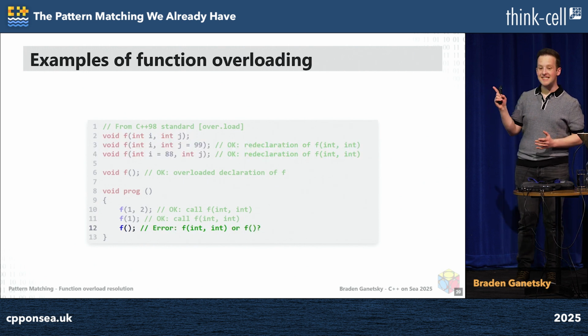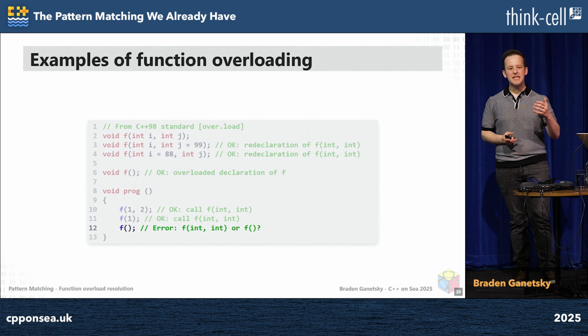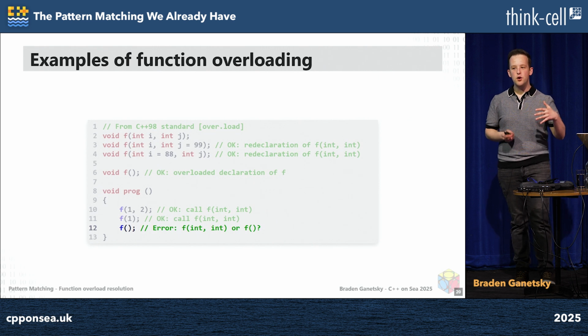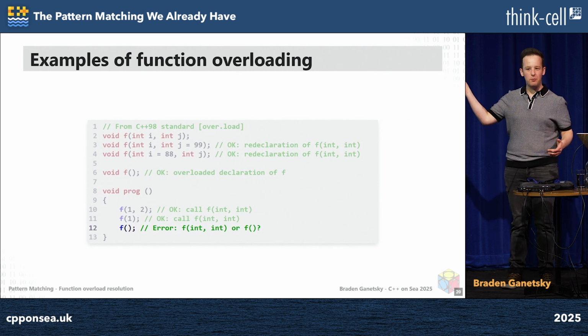But now, this third case is a little bit more complicated. Is it supposed to call the f with 2 parameters where they're both defaulted? Or is this f of no parameters because we're passing in no parameters? And really, the answer is it's ambiguous, it's an error, this will not compile. And again, this is also in the C++ 98 standard.